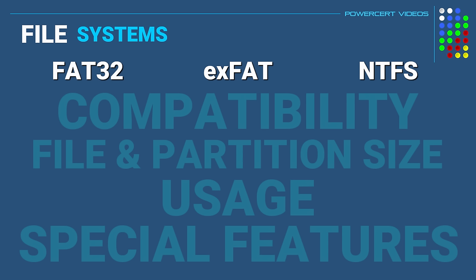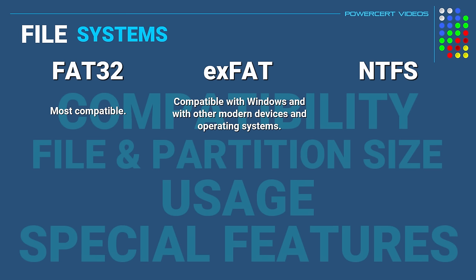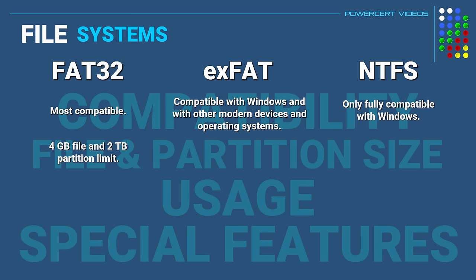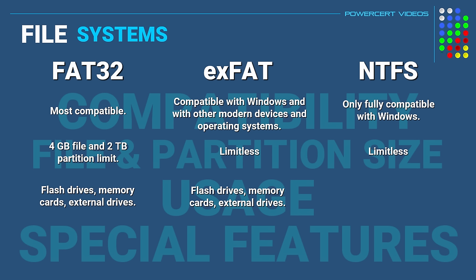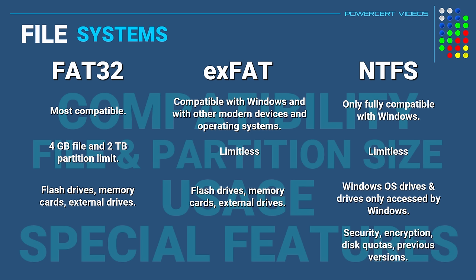So in conclusion, as far as compatibility, FAT32 is just about compatible with everything. exFAT is fully compatible with Windows and with other modern devices and operating systems. And NTFS is only fully compatible with Windows. As far as file and partition size, FAT32 has a limit on both, while exFAT and NTFS are limitless. And as far as usage, FAT32 is good for flash drives, memory cards, and external drives with maximum compatibility. exFAT is also good for the same devices, but with limited compatibility. And NTFS is for Windows operating system drives and for devices that are going to be accessed using Windows. And finally, as far as special features, NTFS has security, encryption, disk quotas, and previous versions, while FAT32 and exFAT have none of these.